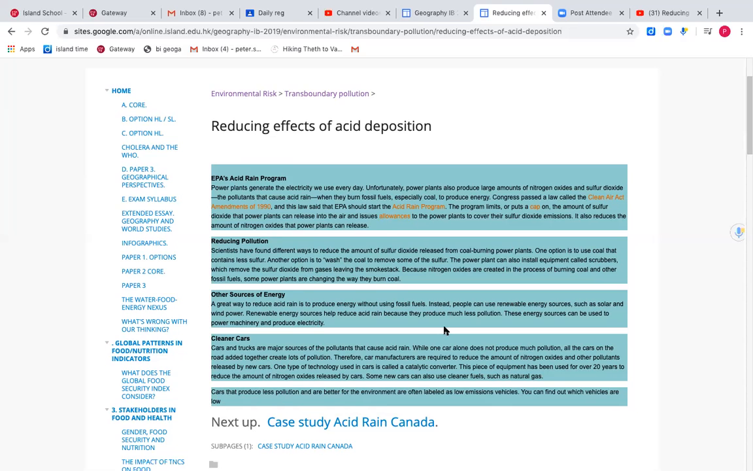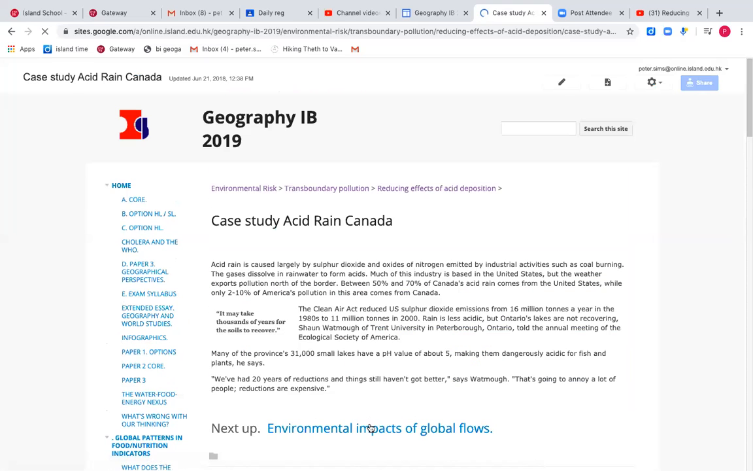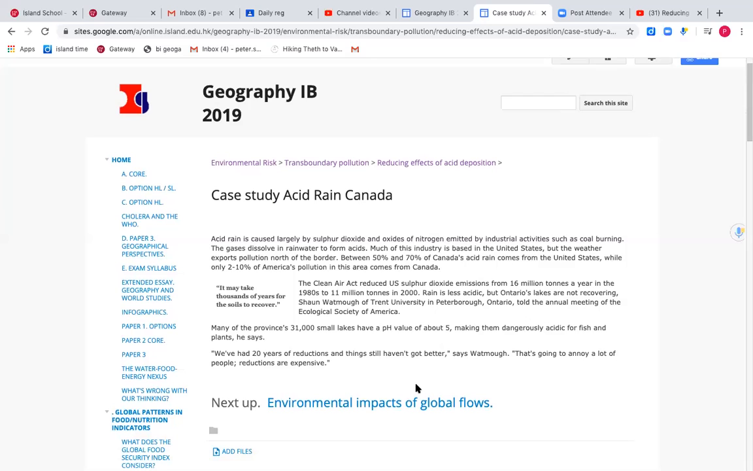We've already looked at the case study of transboundary pollution with the burning of the Indonesian peat beds, but we will take another look at one, which is Canada. So again, just to be clear, the chemicals that we're talking about here are sulfur dioxide and nitrogen oxides, and they've been emitted by industries such as coal burning.